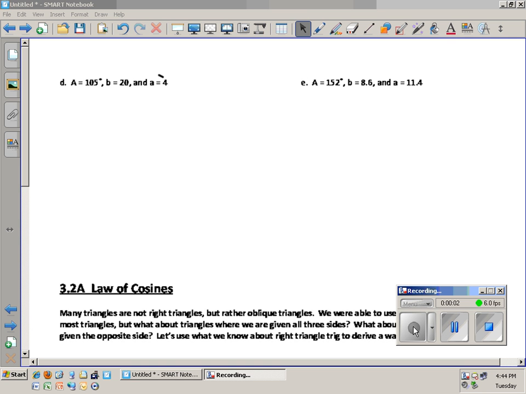Okay, trigonometry, we come to kind of the last scenario. Again, 3.1 B, the law of sines, the ambiguous cases. Just two more that we need to go over for examples.